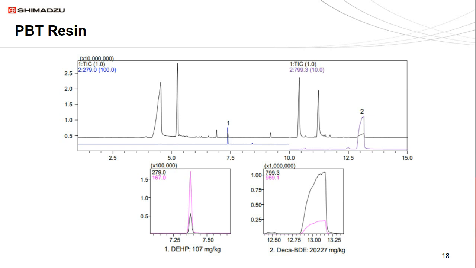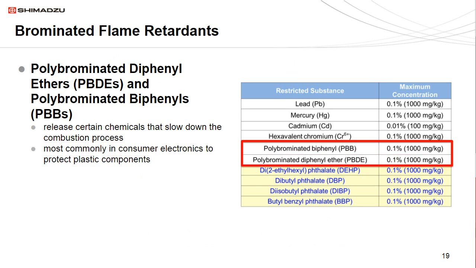What is this deca-BDE? Well, it turns out this deca-BDE is a flame retardant, which, funny enough, is also on the RoHS restricted list. And we'll talk about that here in the next slide. Brominated flame retardants. I bet you didn't notice that on the previous slide, as it was just above the phthalates. And as we can see here, there are actually 2 types of brominated flame retardants on the RoHS restriction list.